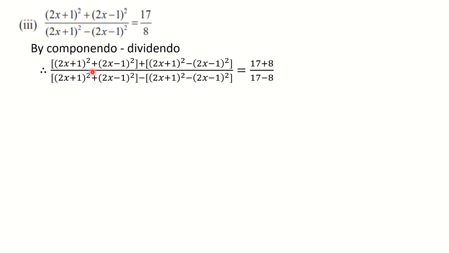In hurry, don't write this minus sign here. See, numerator plus denominator, numerator minus denominator. Okay, so this bracket should be same and these two brackets should be same, only they differ by plus and minus sign. Okay, so by componendo dividendo here, see, numerator 2x plus 1 the whole square plus 2x minus 1 the whole square, plus 2x plus 1 the whole square minus 2x minus 1 the whole square. They differ again by sign only. You will observe that. Okay, so this plus and this minus.